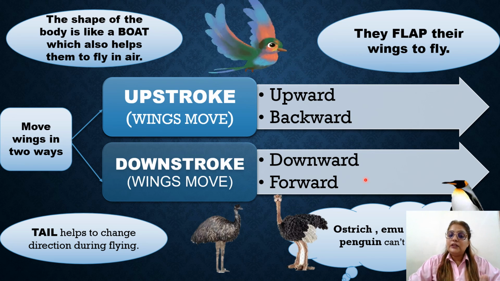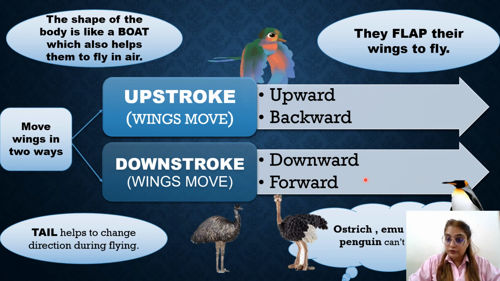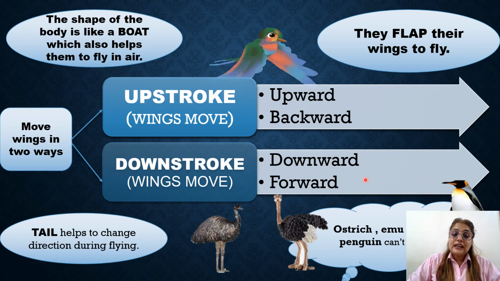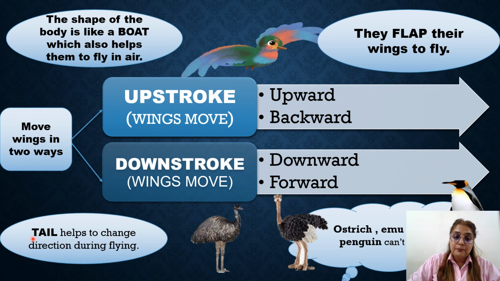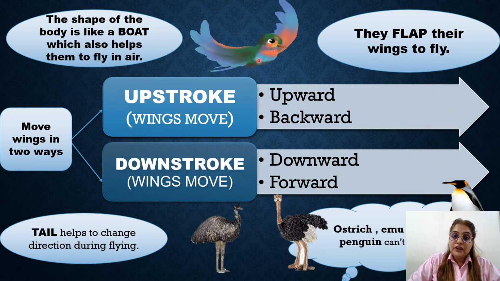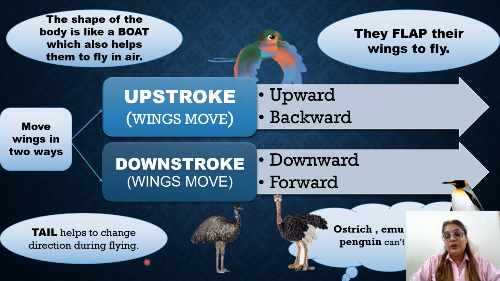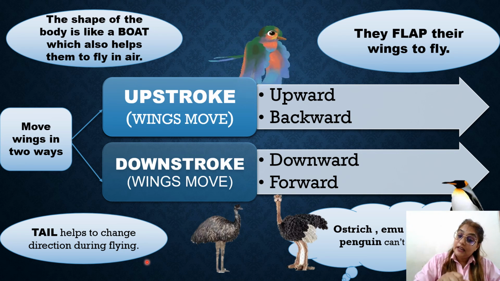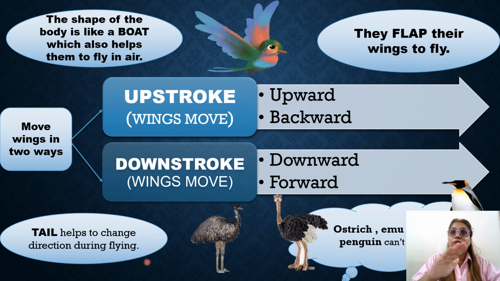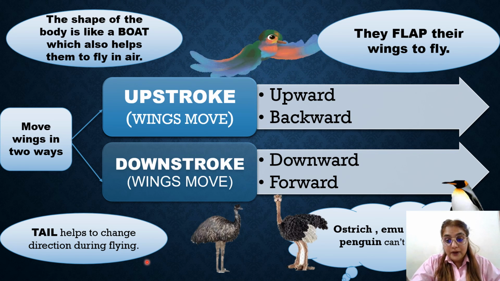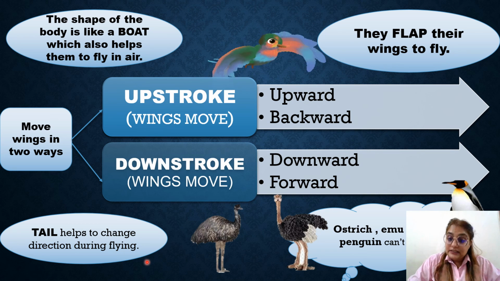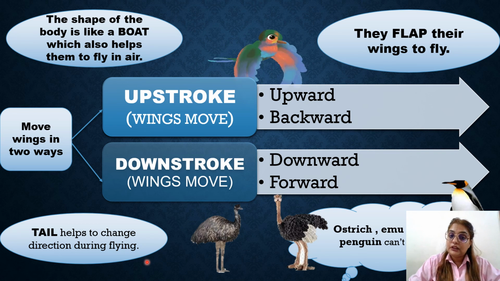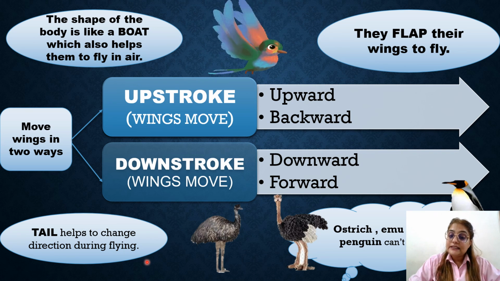Now, we have learned the movement, but we need to know this also, how they change their route. So they can easily change the route or direction with the help of their tail. Like when we drive, steering is in our hand, right? If we're going to move the steering to the left, it is going to go to the left. If we're going to move it to the right, it is going to move to the right. So in same way, the tail of the bird helps them taking the direction. They can change the direction with the help of their tail.